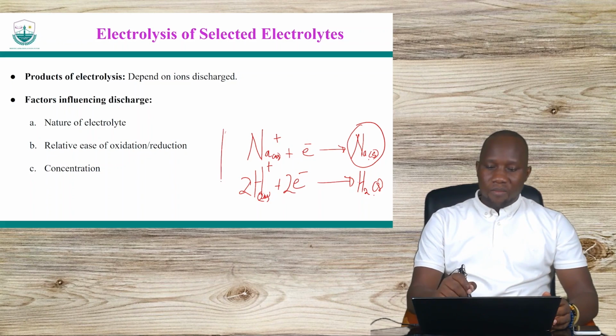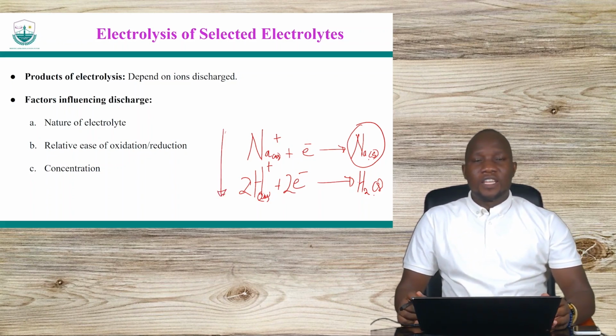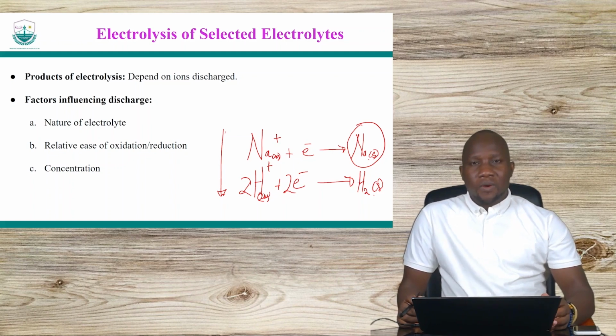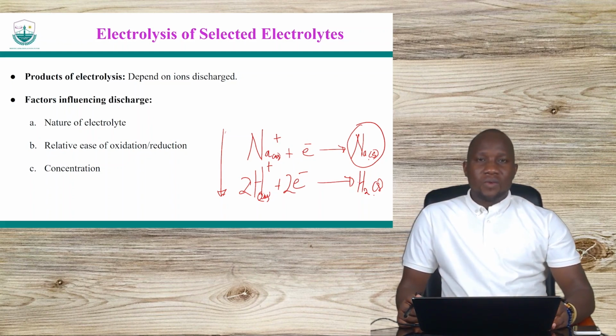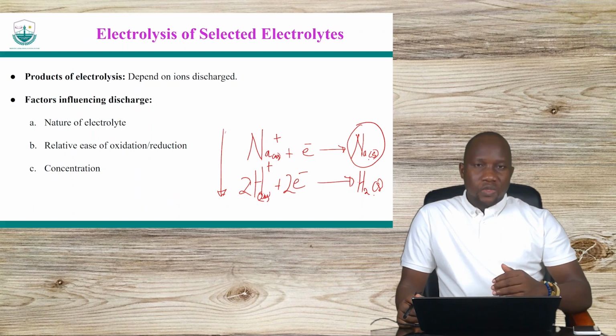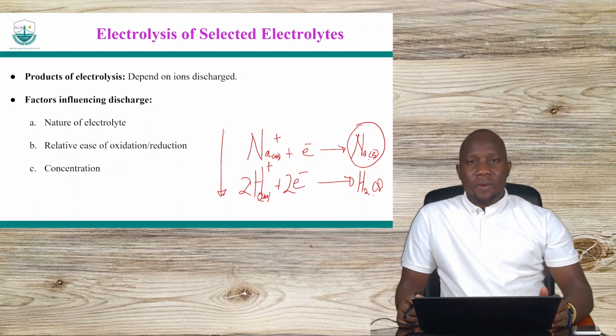And one major guiding factor is what we call the electrochemical series, where we have a list of elements and the ease with which they can be discharged. And we say that the one which is lower is usually discharged in preference to the one which is above. Okay, we look at that.